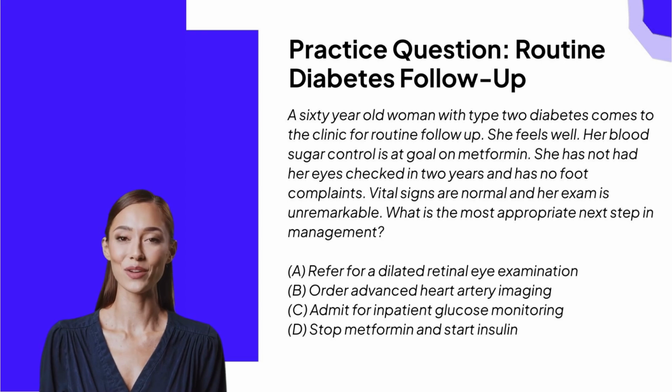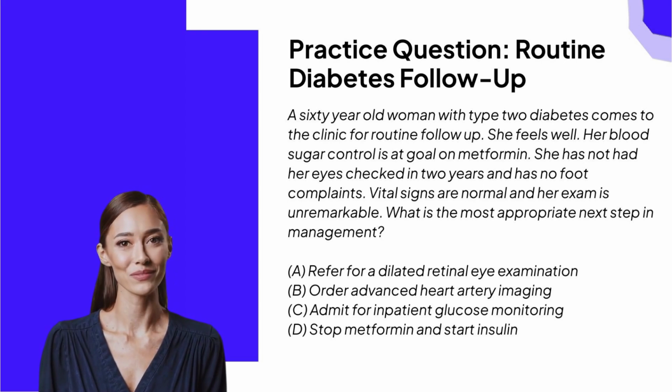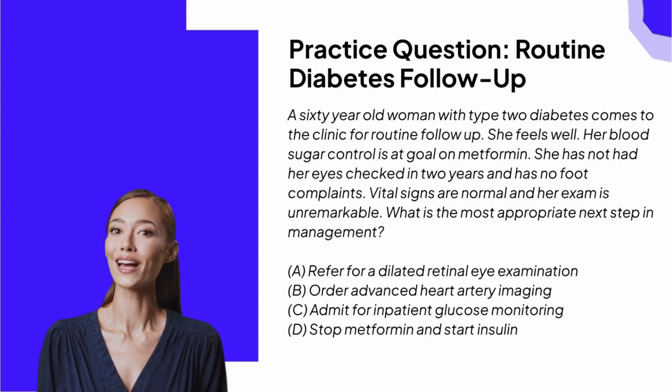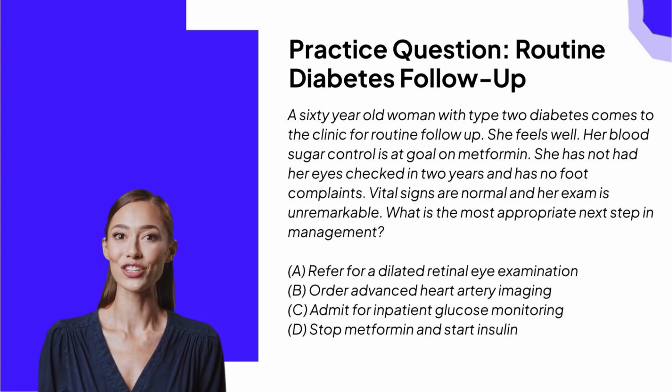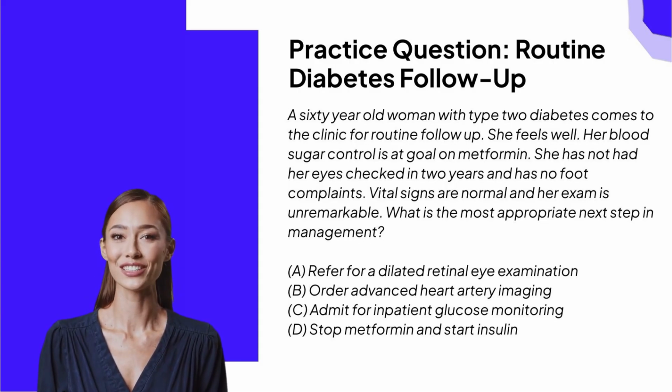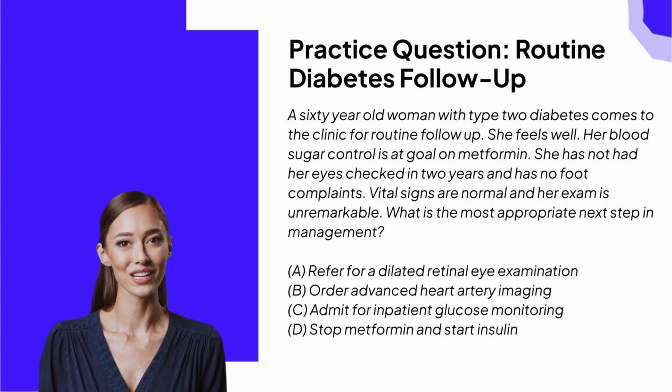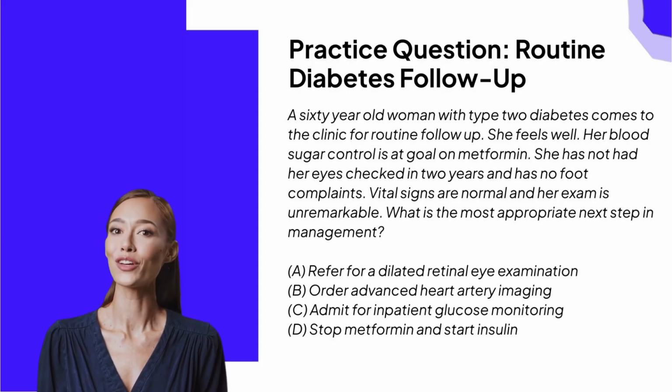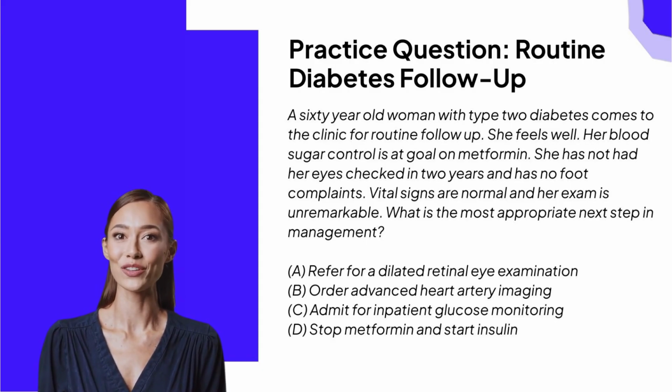Here is our third practice question, rewarding the whole patient mindset. A 60-year-old woman with type 2 diabetes comes in for routine follow-up. She feels well, her blood sugar control is at goal on metformin, and her exam is unremarkable. The one detail that should jump out is that she has not had her eyes checked in 2 years. The question asks for the most appropriate next step. Think about what preventive care is due and avoid a choice that does too much. Pick your answer, and we will reason through it next.